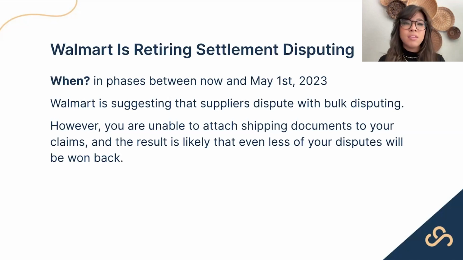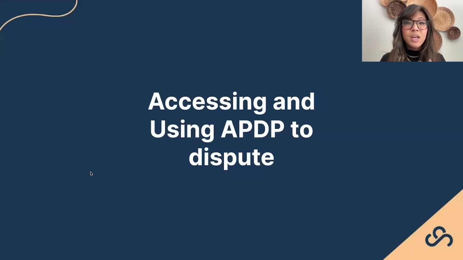Again, not to say that MDC isn't a step in the right direction. It's nice that you can do up to 500 at a time, but based on the approval numbers we're seeing, it's really not going to be as beneficial as Walmart is making it sound, because you're still going to have to do the individual disputing process with the proof documents. Okay, so I really wanted to help lay the groundwork so that you have the context and background for why we wanted to share this APDP webinar again.